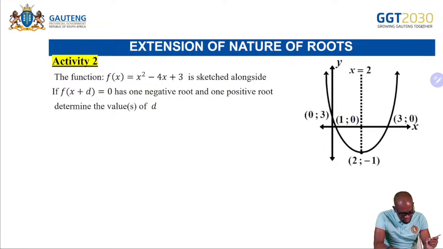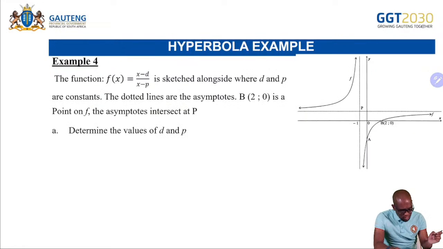This was an activity, but because of time, we're not going to be able to do that. I want us to look at this hyperbola example as the last example of today. I want us to actually look at this and try to solve some of the questions that this wants from us. The function f of x is x minus d over x minus p, sketched alongside, where d and p are constants. The dotted lines are the asymptotes.